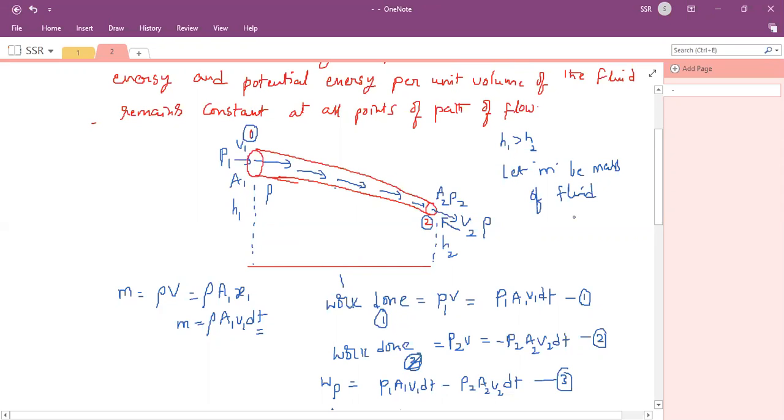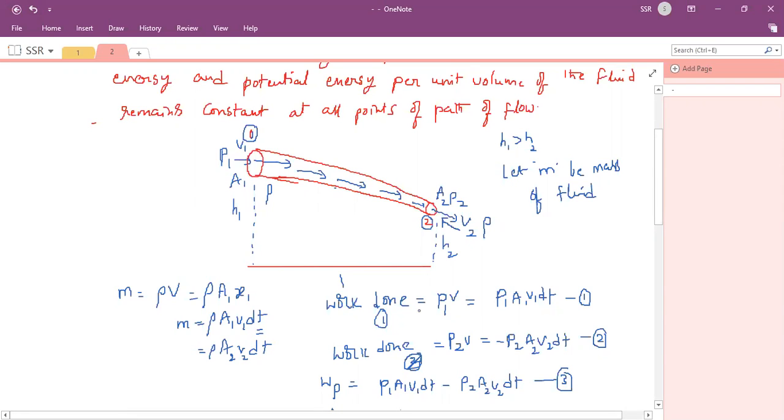And let M be the mass of the fluid. M is equal to what I wrote, density into volume. That is rho into area into x, let us say length. Then rho A into V dt, that means displacement x you can write as velocity into time. That is, for a dt interval of time, the mass flowing is small m, then rho A1 V1 dt. By conservation of mass, the same amount of mass should come out, equal to rho A2 V2 dt. That means m is equal to rho A1 V1 dt, which should be equal to rho A2 V2 dt by conservation of mass.